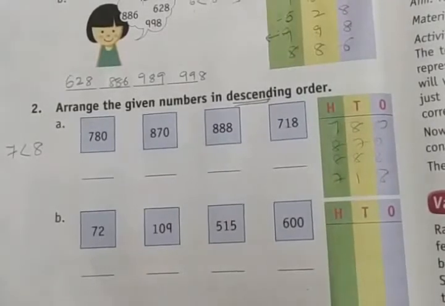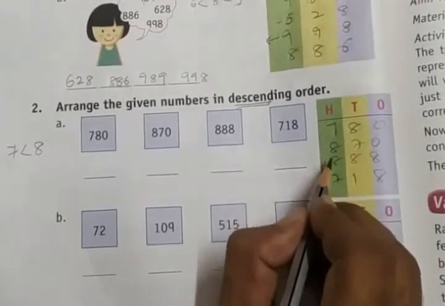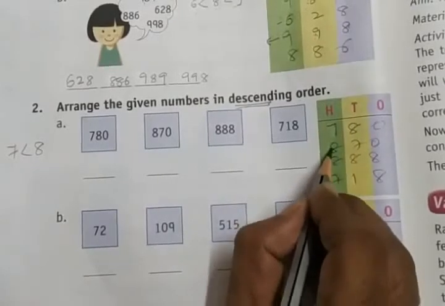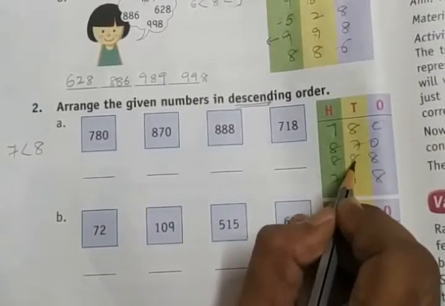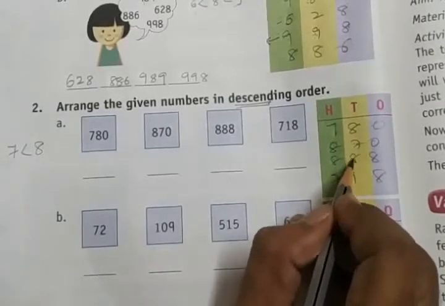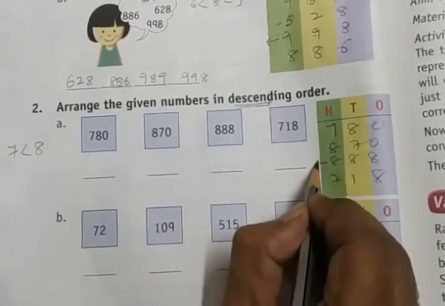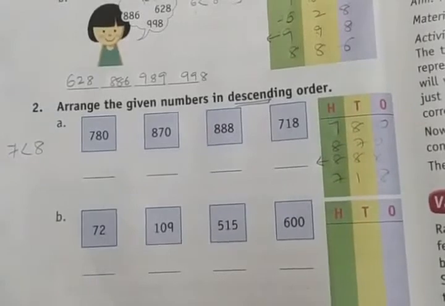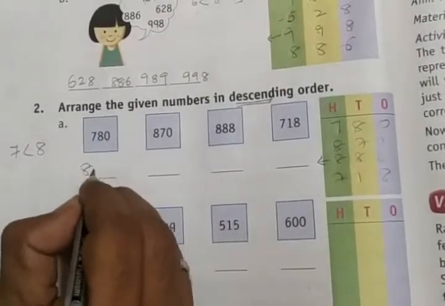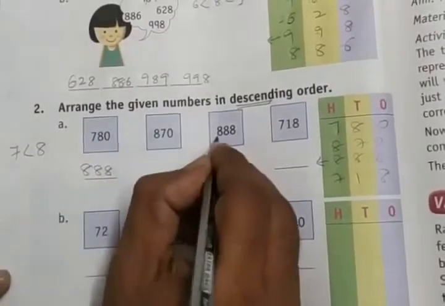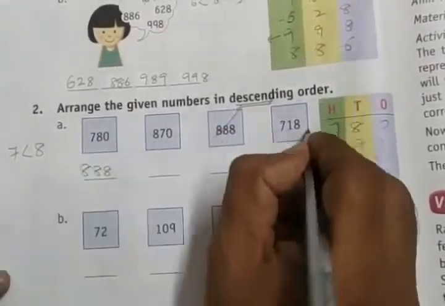Next, this is also 800, this is also 800, and the hundreds place is the same. The tens digits are 7 and 8, and 8 is bigger than 7. So this will become the biggest number in the given numbers. 888 is the biggest number in the given numbers. Then we need to compare the rest.